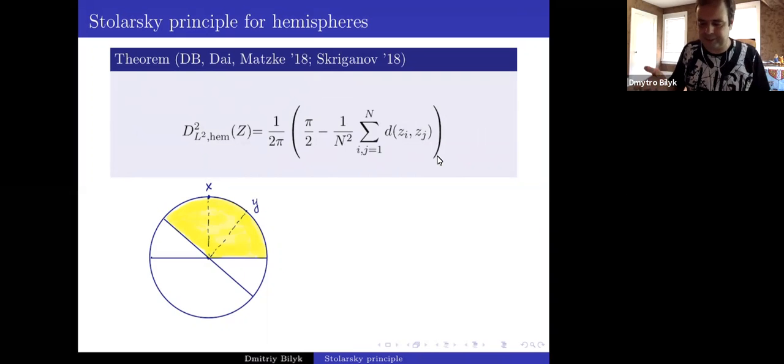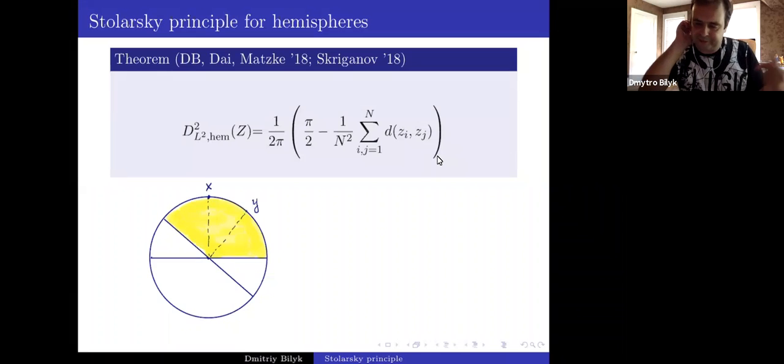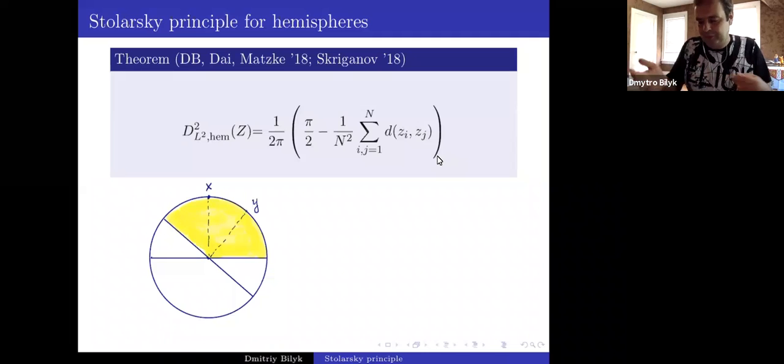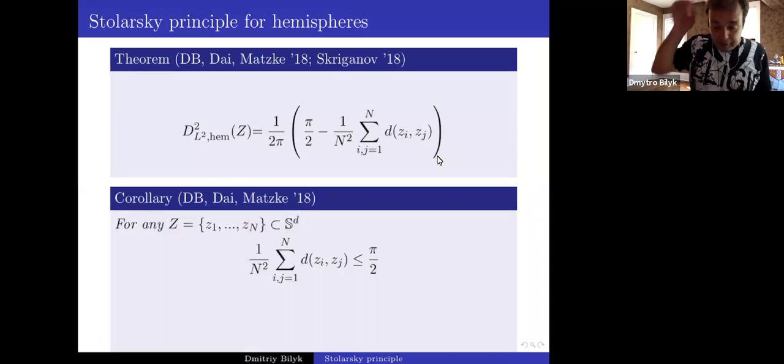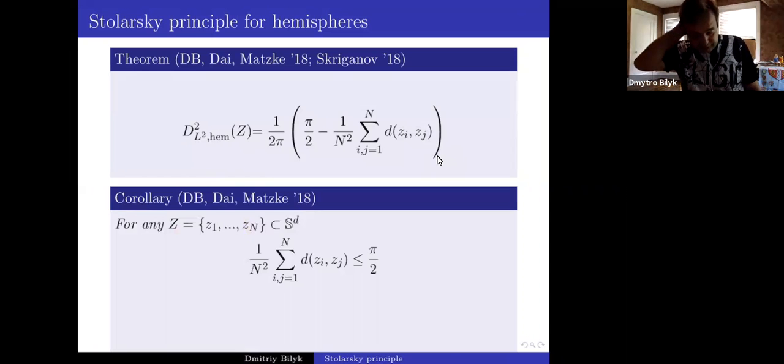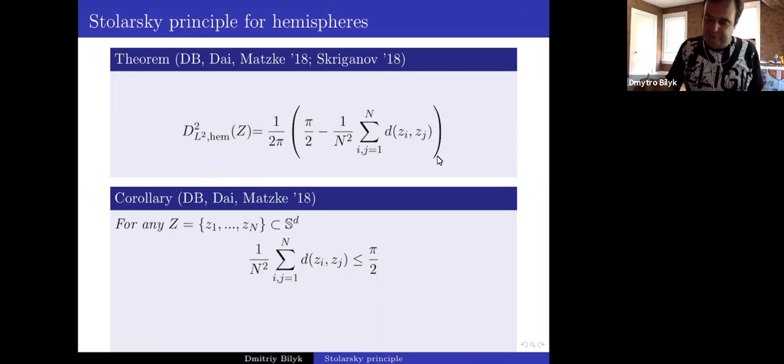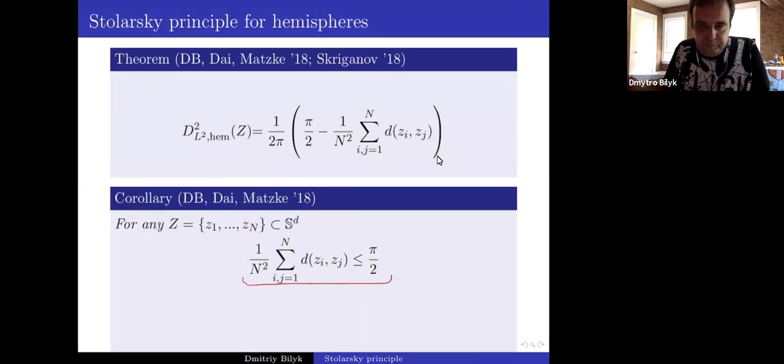So it's a very simple observation. And the Stolarsky principle has been around since '73, and somehow nobody observed it. And then in 2018, we observed this thing independently. But there are some nice applications. So this immediately tells you that the normalized sum of geodesic distances is bounded above by pi over 2, right?